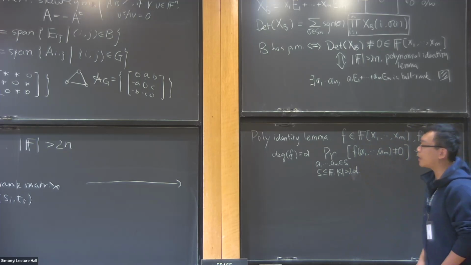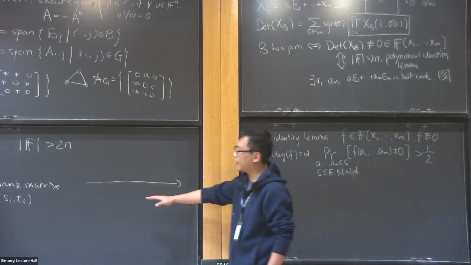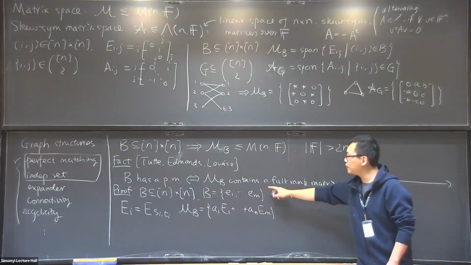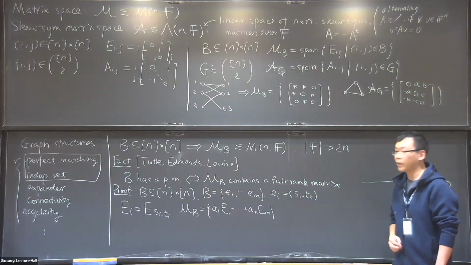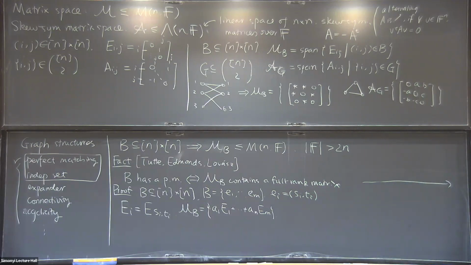Okay. So now the first connection, right? B has a perfect matching if and only if MB contains a full rank matrix. If you have a matching that's maybe not perfect, it has k edges, does it mean that you have a rank k matrix maybe? Yeah, exactly. We do have that. Okay.